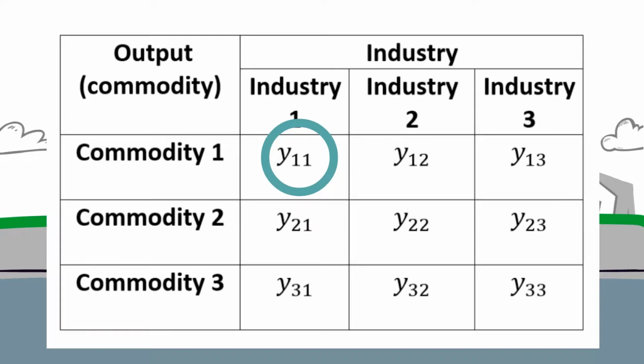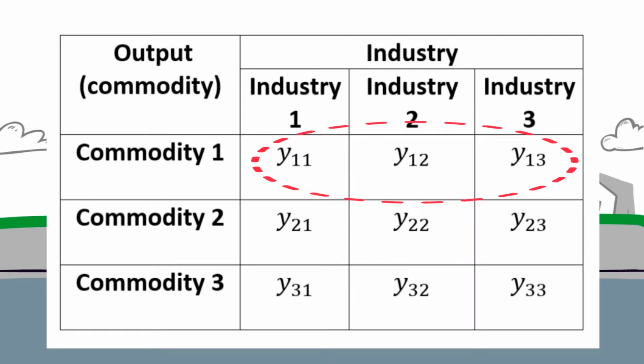Y11 is the total quantity of first commodity needed as an input in the production of the first industry. Y12 is the total quantity of first commodity needed as an input in the production of the second industry. Y33 is the total quantity of third commodity needed as an input in the production of the third industry. In the same way, you can interpret the other elements in the other cells.